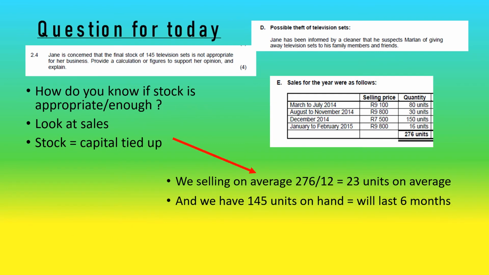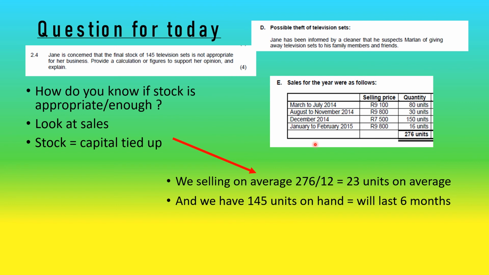Okay, moving on to our next question. Here we're asked if Jane is concerned that the final stock of 145 televisions is not appropriate for her business. Provide a calculation to support her opinion and an explanation. So you will see in this question we are asked to support her opinion, which means we are already told indirectly that her inventory of 145 TVs is not appropriate. Now we just have to support her. So we don't have to tell her whether she's correct or not. We have to tell her why she is correct.